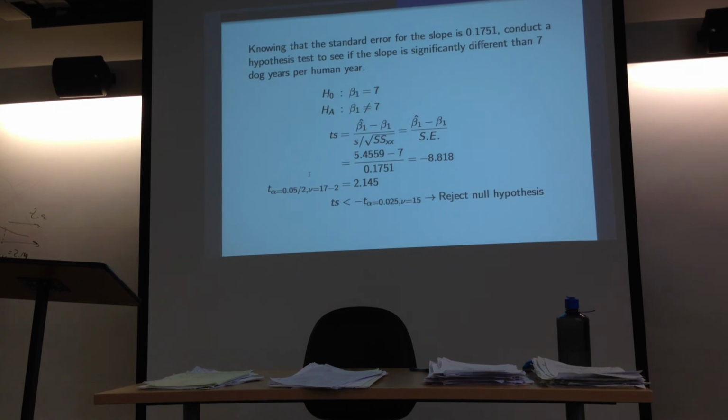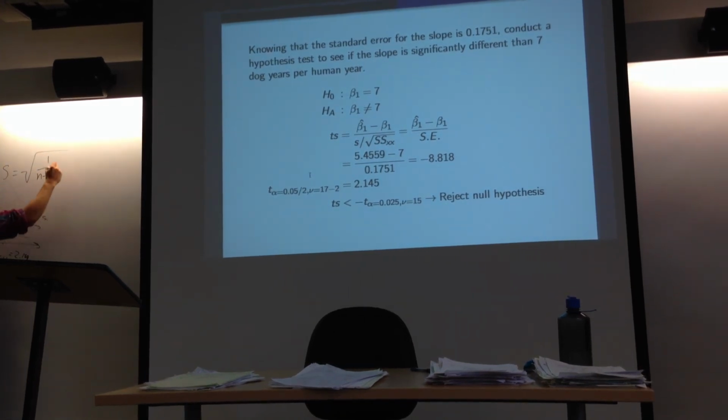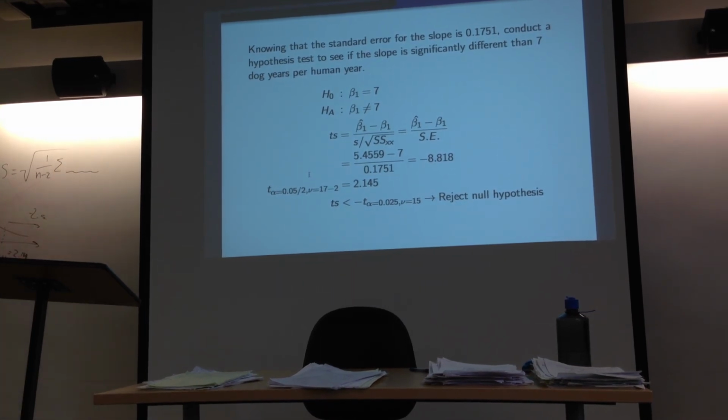It was in the slides. I don't expect you guys to memorize it, but it was square root of 1 over n minus 2, sum of something here. And what was there? In words, not in mathematical notation. Anybody remember? Sum of squared something.